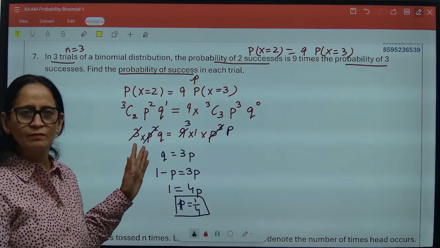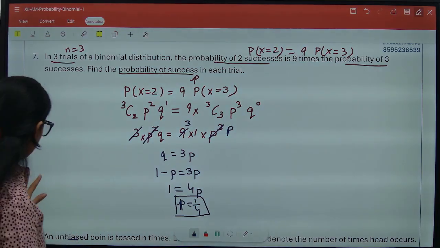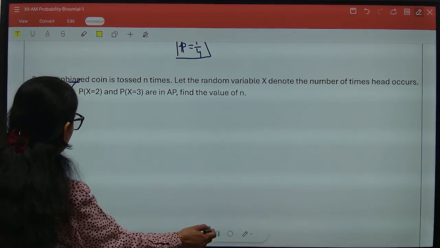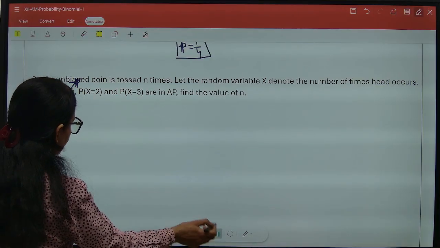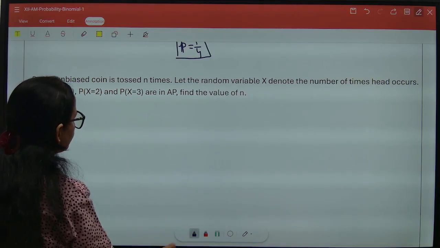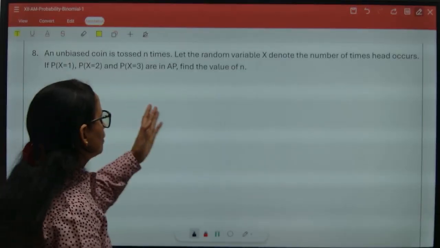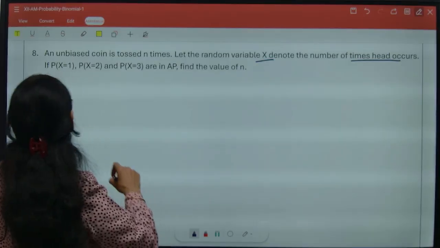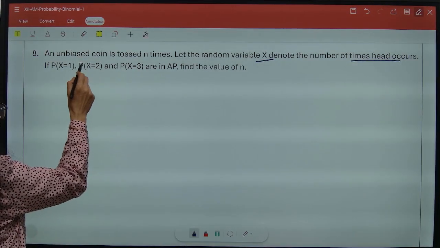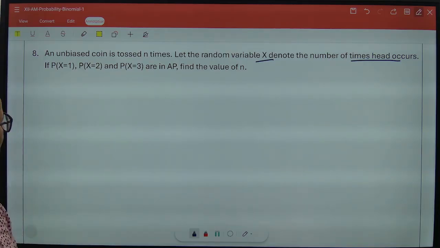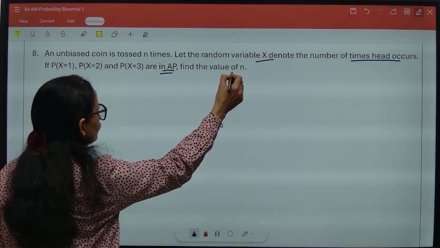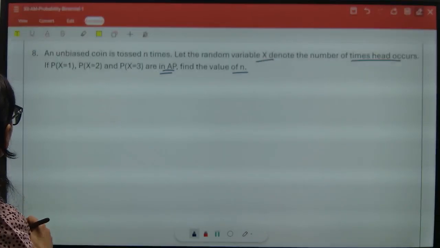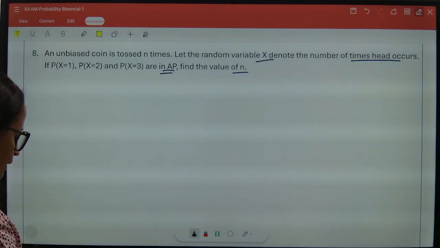Easy? Great. So let's move to the next question. An unbiased coin is tossed n times. How many times? N times. Let the random variable x denote the number of times head occurs. So x is denoting number of times head occurs. If p of x equals 1, p of x equals 2 and p of x equals 3 are in AP, find the value of n.